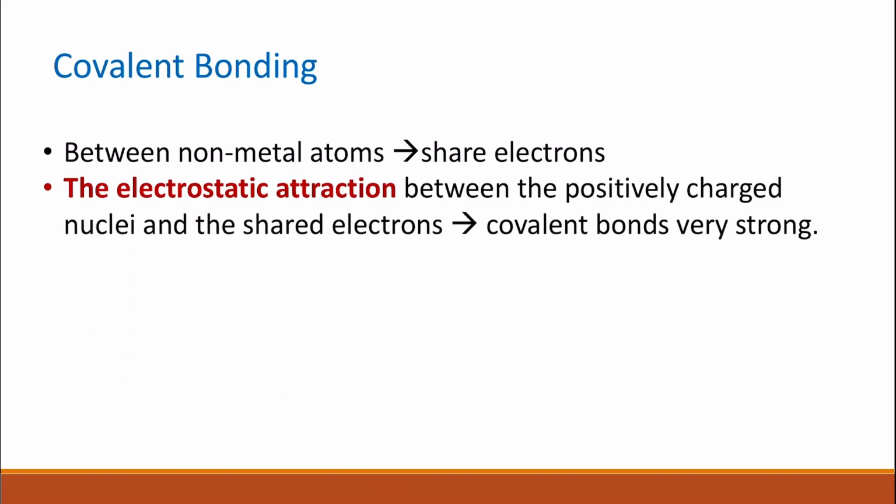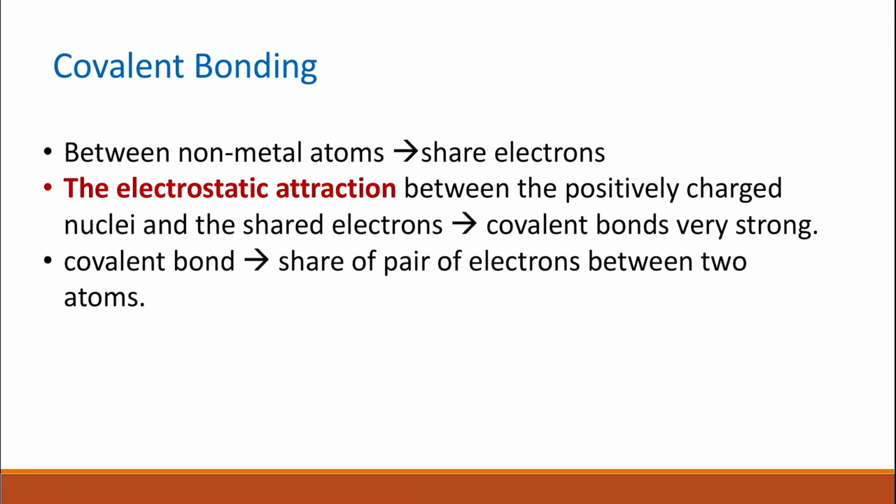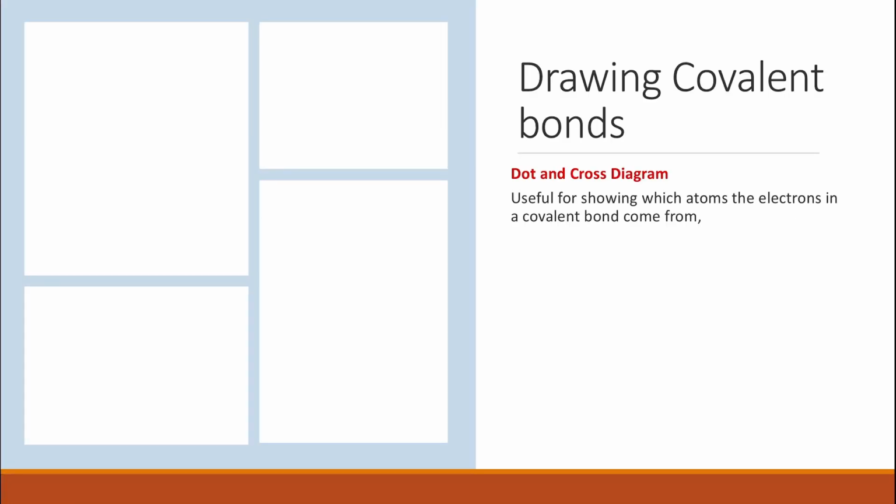and the positively charged nuclei of the atoms involved in forming the bond. So covalent bonding is a share of a pair of electrons between two atoms. We can draw the covalent bonding using the dot and cross diagram as we've done before with ionic bonding. In covalent bonding, the shared electrons will be drawn in between the two atoms. There will be no transfer of electrons between the atoms to form ions.